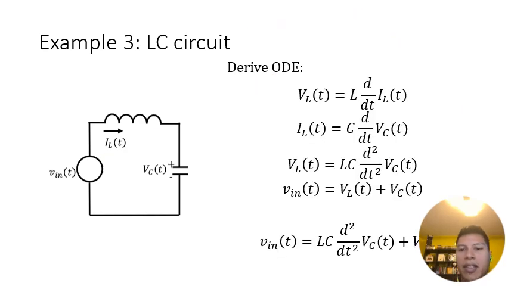So here's that derivation that I did in the previous slide. I could have also solved for IL of t, it doesn't really matter. Typically, if your source is a current, then you would want to solve for IL of t. But here we had a voltage source.